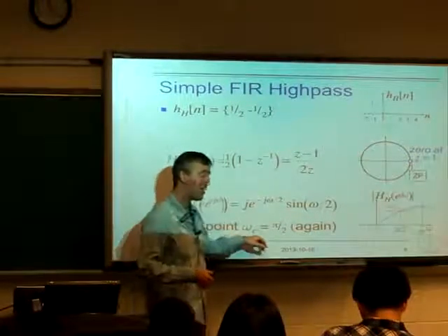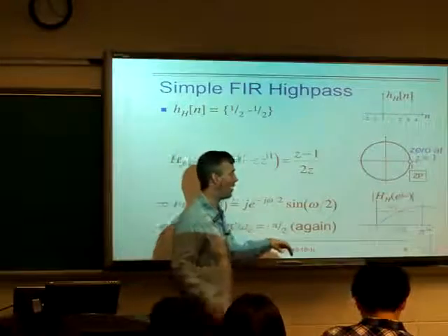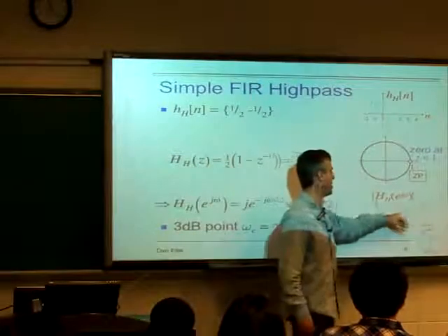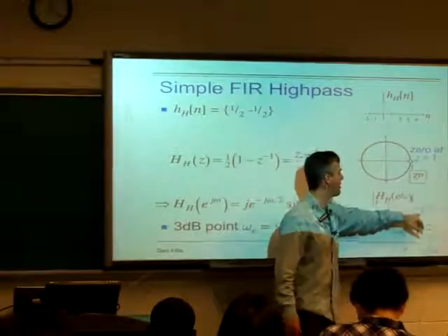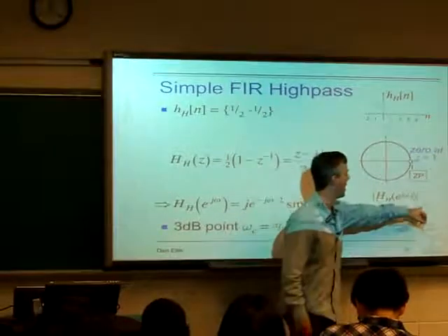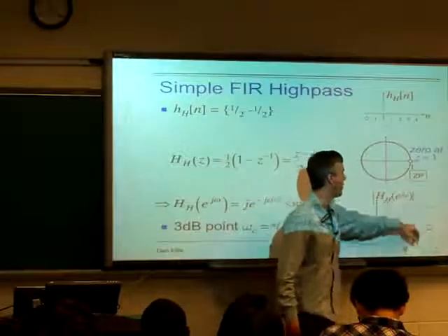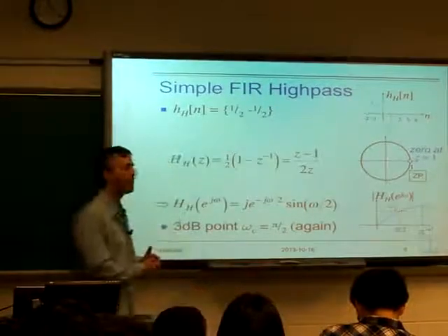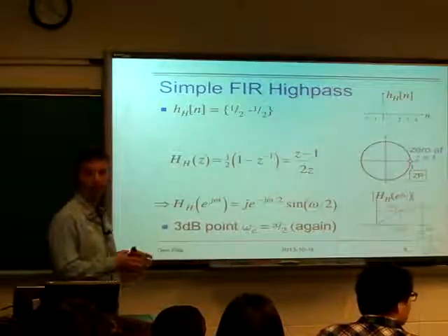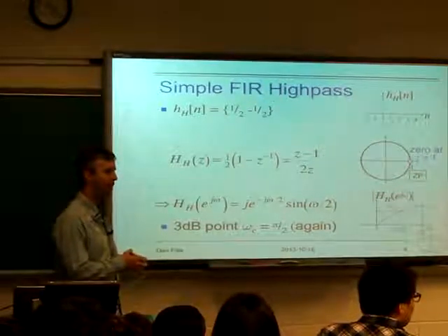We can characterize high-pass filters by their 3 dB point, which is, again, the frequency at which the gain is 1 over root 2 of the peak gain, which here is at omega equals pi. And in this case, again, as we know from the symmetry of the sine function, it also occurs at pi over 2.